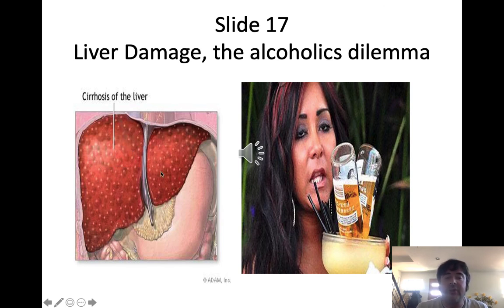If you're constantly putting metabolic stress on the liver, those liver cells can start to die, and what will replace those liver cells is scar tissue. And when scar tissue starts replacing healthy, functioning liver tissue, it can lead to a condition called cirrhosis of the liver. So alcoholics tend to be bleeders, right?